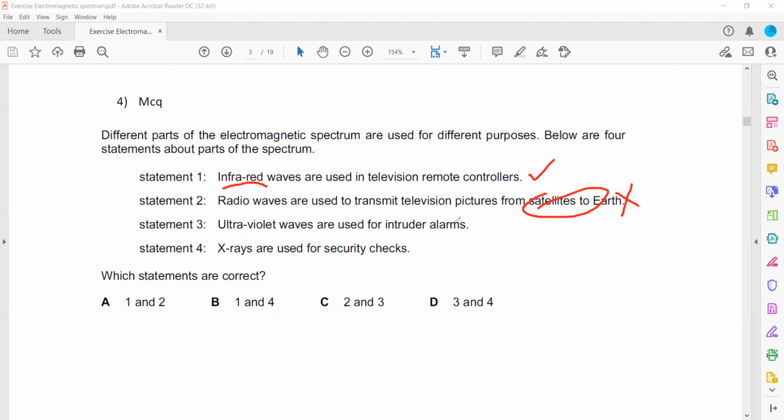Ultraviolet waves are used in intruder alarm. That is also wrong. Infrared waves are used for intruder alarm. And X-rays are used for security check. Yeah, that's true. So statement 1 and statement 4 are the right ones. That's why B is the right answer.